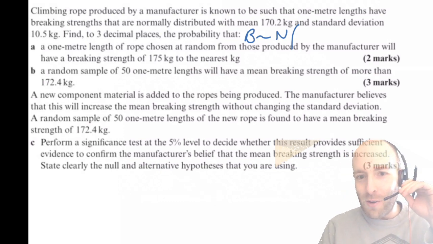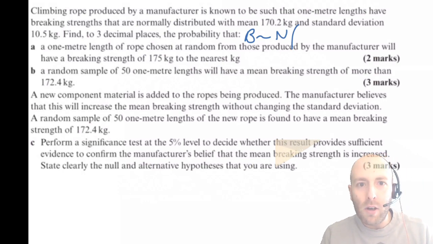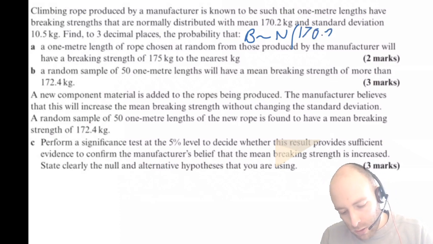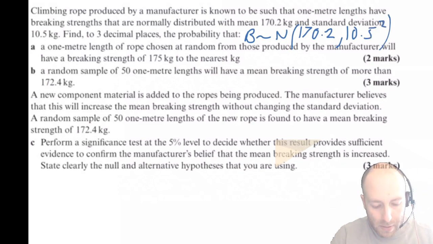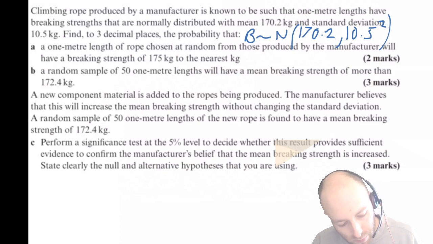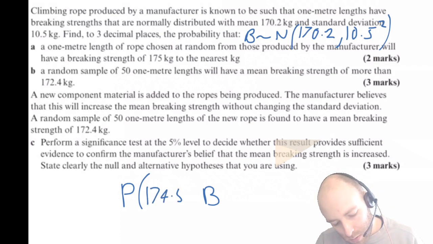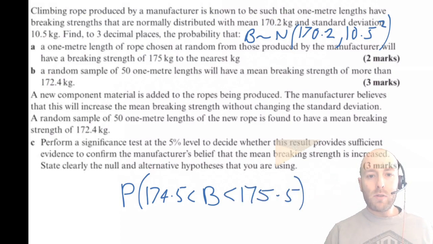Thank you. Thought I had it then. Nope. Yeah, so we're going to use B for breaking strength. It's a normal distribution with a mean of 170.2 and a standard deviation of 10.5 squared. Okay, 1 meter length of rope chosen at random. Find the probability it will have a breaking strength of 175 to the nearest kilogram. So we're trying to find the probability that B is between 174.5 and 175.5, and that's the range that would give us 175 to the nearest kilogram.